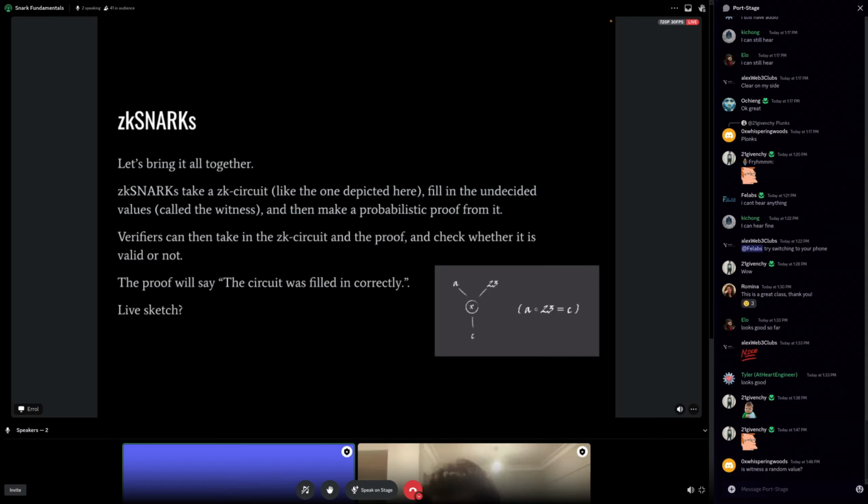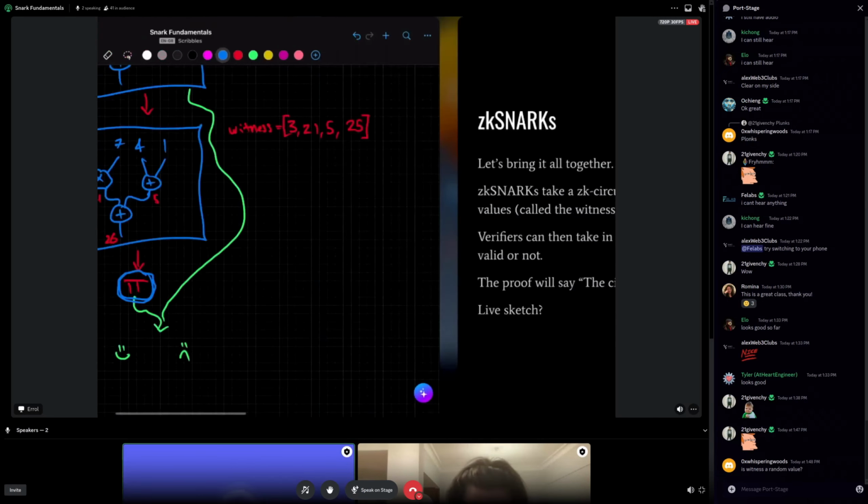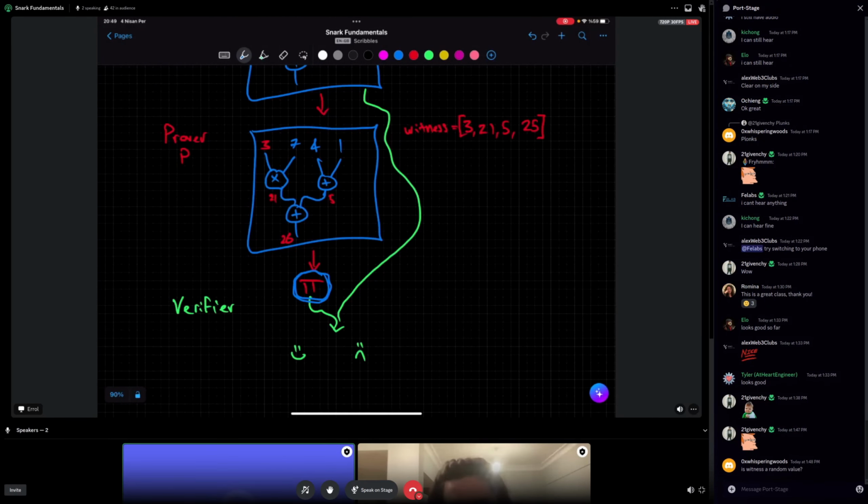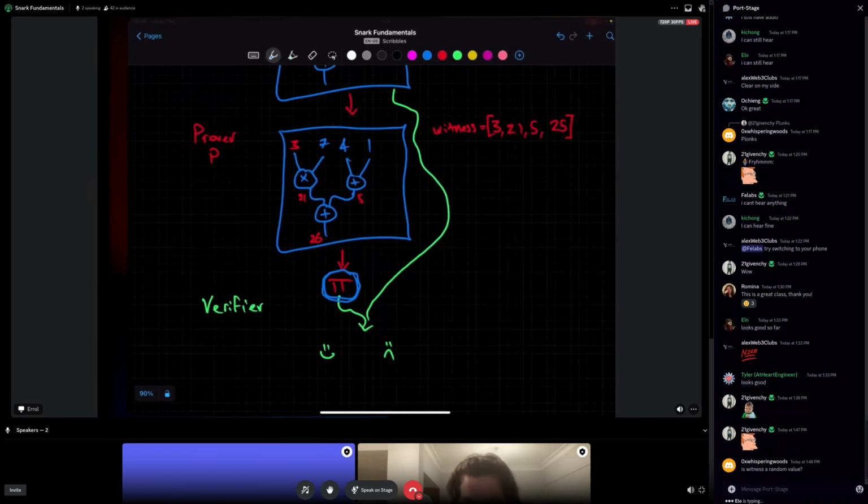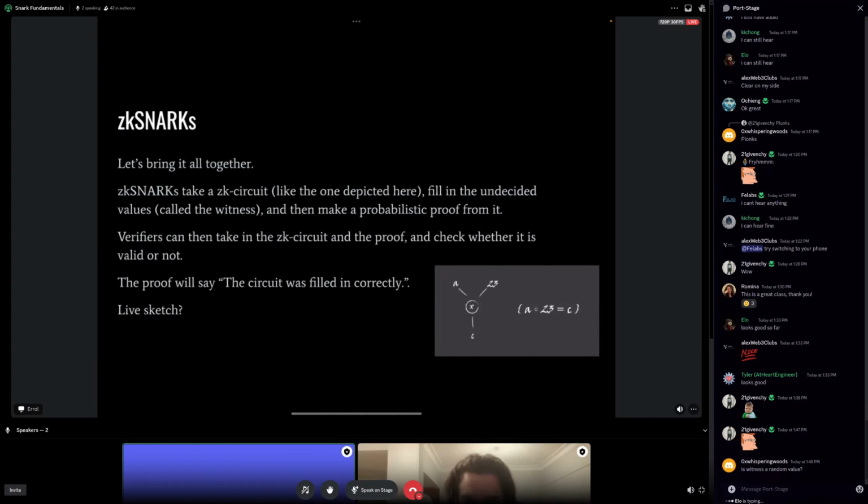So the question is, is the witness a random value? The witness is not a random value. In this example, it's a random value, but that's because this circuit is kind of meaningless. Like, why would you care that I multiplied 7 by some number and then added it to 5, right? So in this scenario, it's random, but in 2 slides, when I do a different example, you're going to see that the value of the witness is actually very important. And in fact, even in the next slide, I'm going to talk about that. But it's a good question.